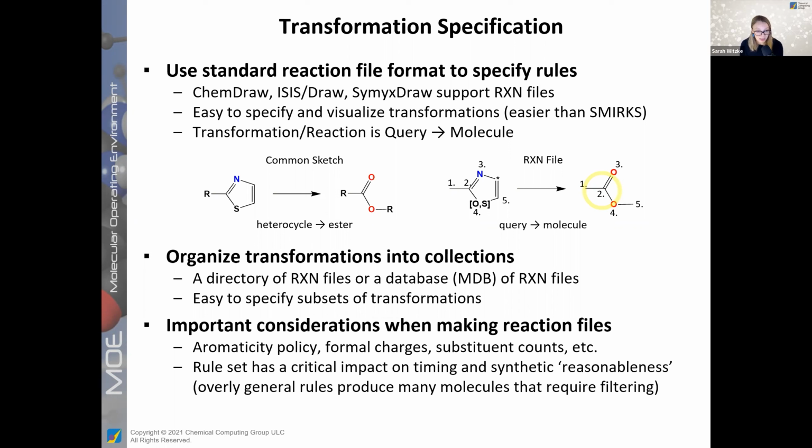Now, if you have many similar transformations, you can have a directory, or you can have them in a database as we have in Mo, or we can even have subsets and classifications. So you could go in and choose, let's say, all the transformations that go from an ester to an N-based heterocyclic ring and say, those are the transformations I want to use. Now, again, there are considerations if you were to create these transformations yourself. For instance, how do I deal with changes to aromaticity, formal charges, and substituent counts? Because fundamentally, we want to create new compounds that are not too dissimilar from our original compounds.